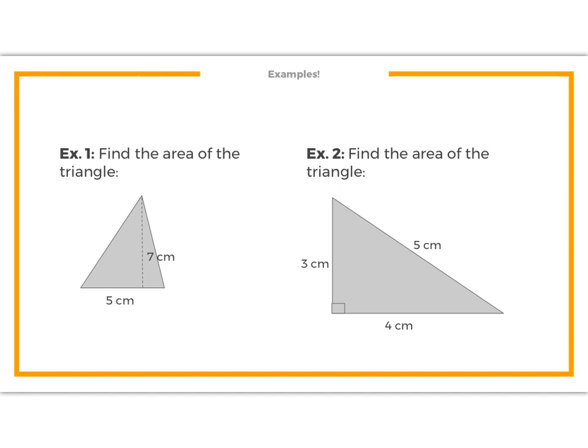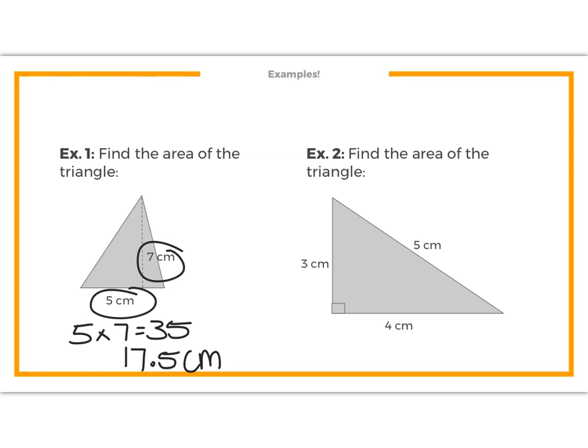We're going to practice it a couple times. Find the area of a triangle. Our base is 5, our height is 7. 5 times 7 is 35. Split in half is 17.5 centimeters squared.